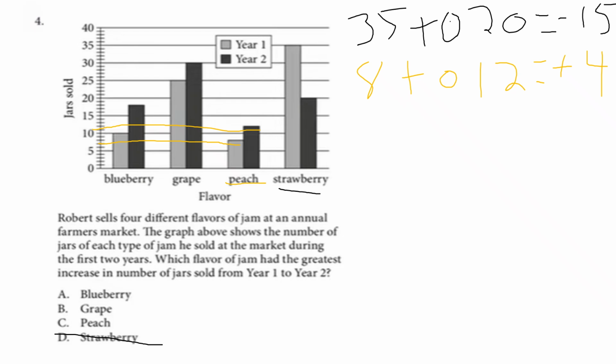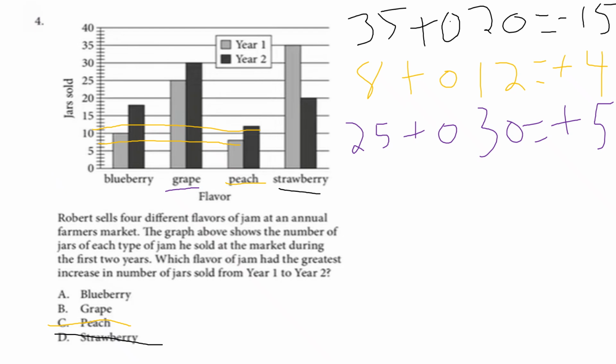The next one is going to be the grape. So we know grape was 25 in year 1, and it went to 30. So that was a positive. So that's a +5. All right, so we can pretty much get rid of the peach because the grape increased by 5, and 5 is bigger than 4. All right, and then the next one we're going to do is the blueberry.